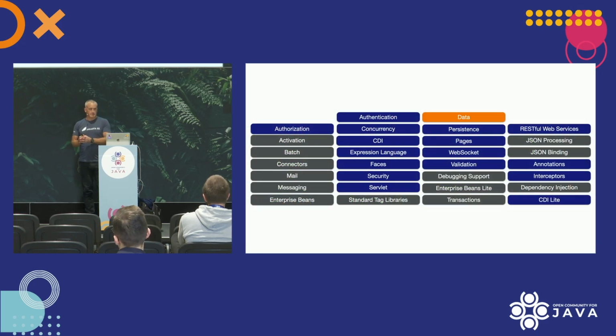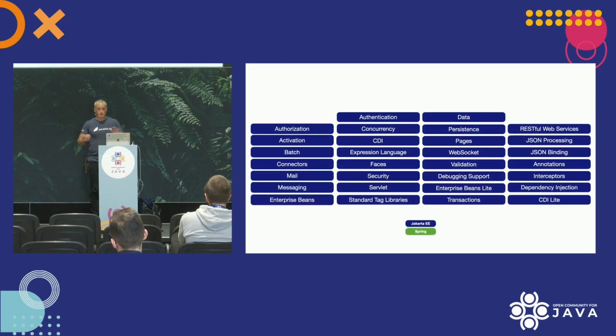So let's take a look at this. This is Jakarta 11. You can see, continuing from 10, we're doing a lot of updates in 11 as well. We're even adding a new specification for data. So I'll paint everything blue, and then I'll start adding where Spring kind of lays over.